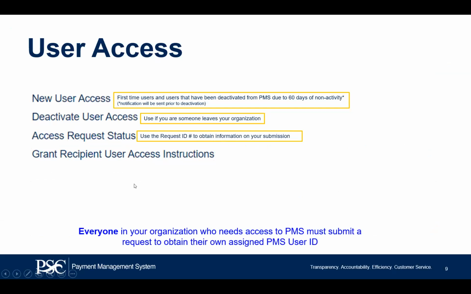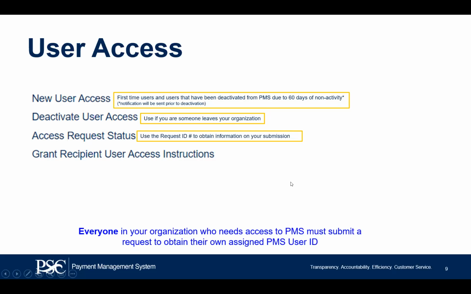So when you click on the user access tab, these are your 4 options. Again, new users are first-time users, or after 60 days of non-activity, we do deactivate your user ID from PMS, and you have to request your access all over again. So make sure you stay on top of your access. If someone leaves, then you would deactivate that individual. And once you submit a request, you can always check the status of your request by using the Assets Request Status option. And we also have instructions as well.